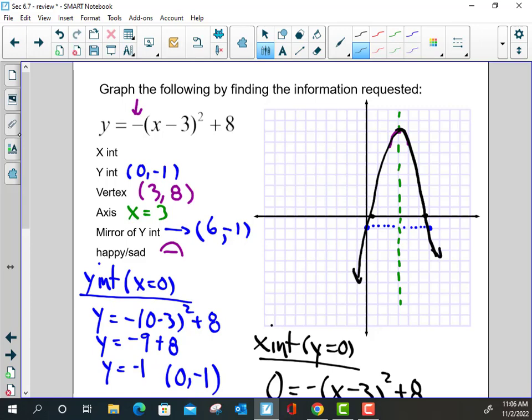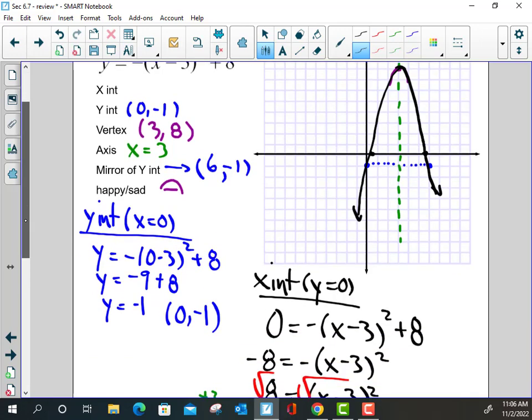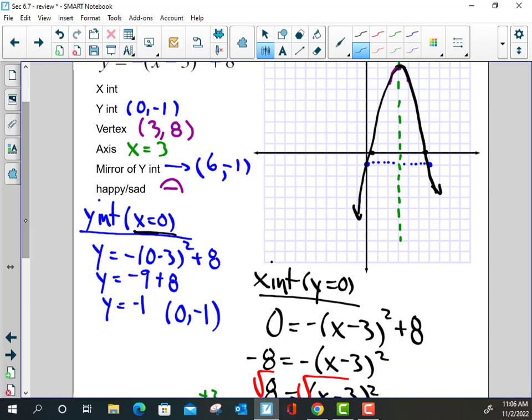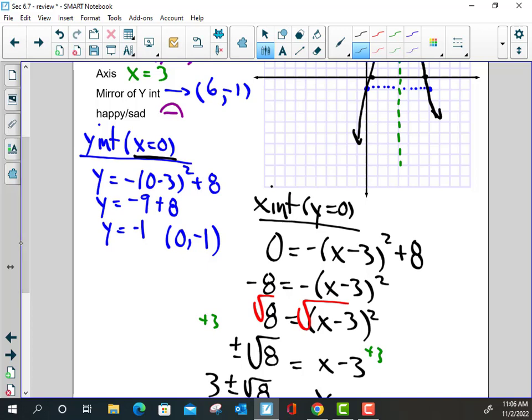So I use the same strategies all the time. I like little titles. I like this part where I give myself notes on what I'm using and what I'm finding. And it's always a good idea to end with writing down coordinates.